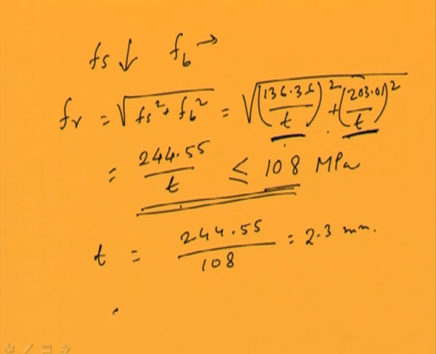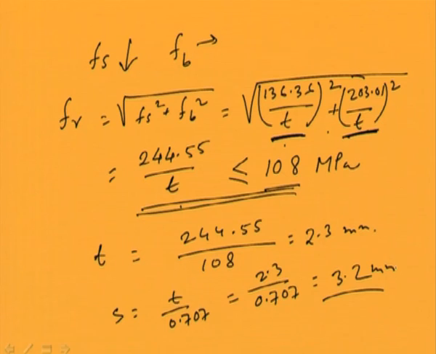So, now we can find out S is equal to T by 0.707. So, 2.3 by 0.707. This is coming 3.2 mm. So, the size of weld is going to come as 3.2 mm to carry the load which has been given. So, now as per the codal provision, minimum size of the weld is 5 millimeter and we are getting 3.2 millimeter.